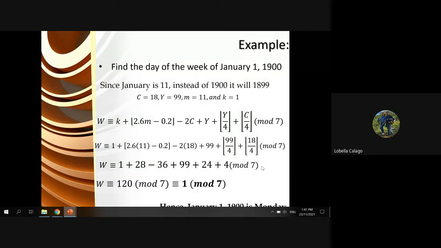So that's it. What should happen is: if 1 comes out, that is Monday. One is Monday, two is Tuesday, three is Wednesday, four is Thursday, five is Friday, six is Saturday, and seven or zero, because we use mod 7. There will be no seven, but you will have a remainder of zero, because 7 mod 7 is congruent to 0 mod 7. So zero will be your Sunday.